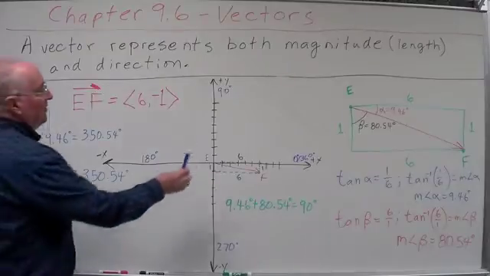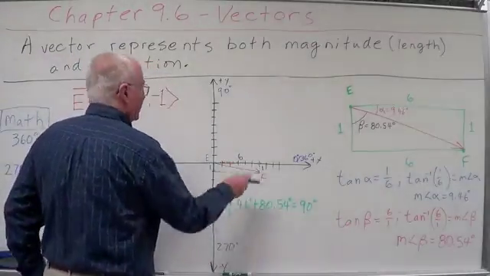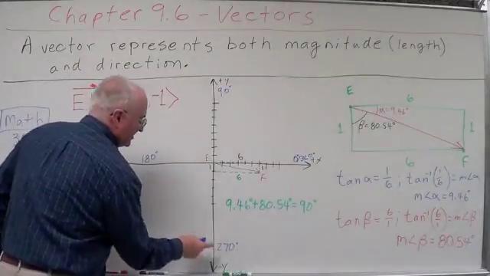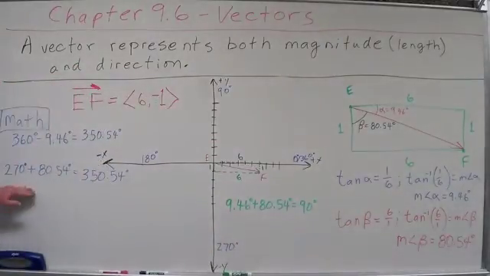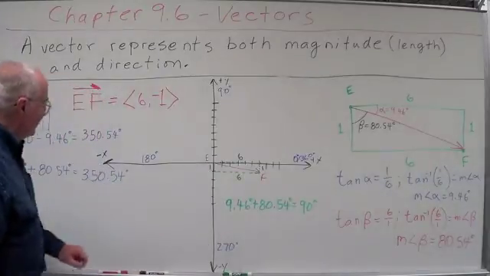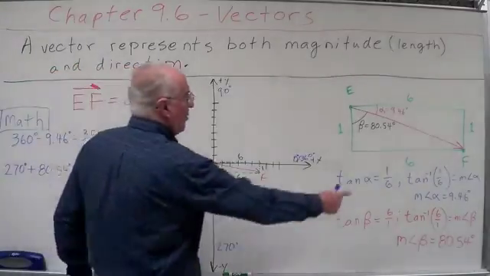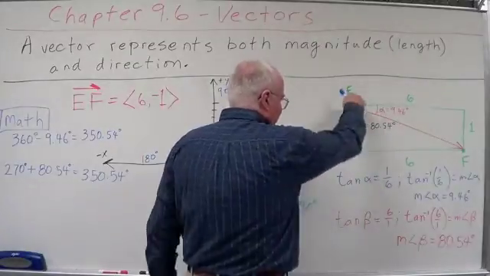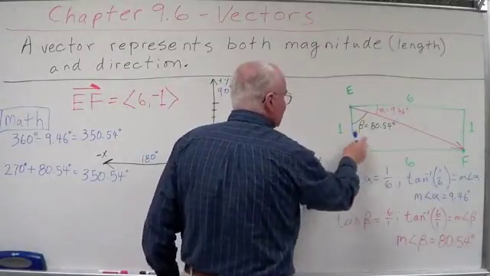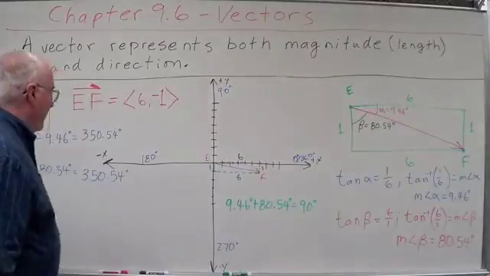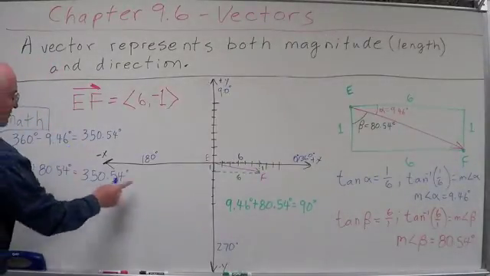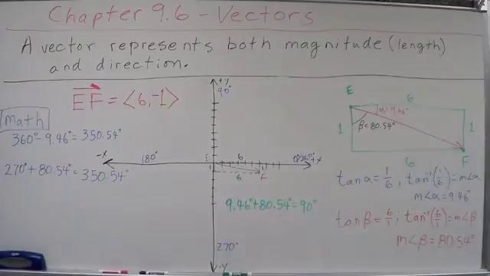Or we could say, I don't want to go backwards on this, I want to go forward. Where are we coming forward to? This axis right here is 270 degrees. So we could start at 270 degrees and add, this being the negative y-axis, 80.54 degrees. When we add those two together, we better get the same thing. Why? Because that vector is headed the same place.